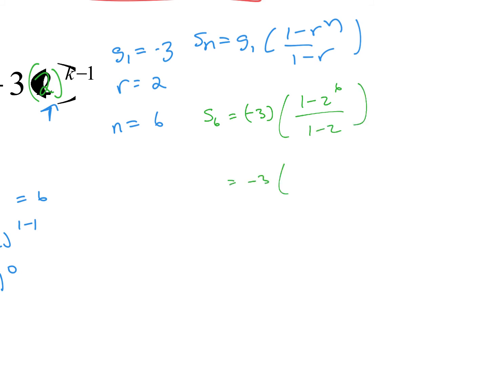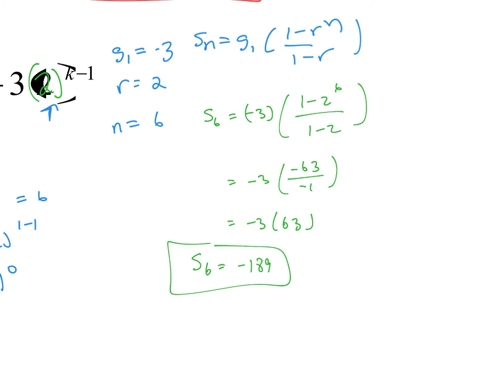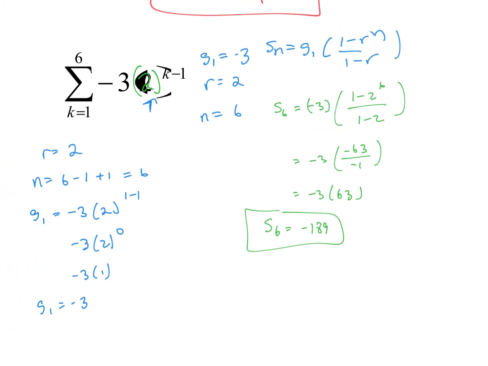1 minus 2 to the 6th power is negative 63. 1 minus 2 is negative 1. So I have negative 3 times 63 now. So my sum of my first 6 here is negative 189. And you're good to go. And you can keep plugging these in if you want to. You can do it the old-fashioned way. I can plug in 1, plug in 2, until you plug in 6 and get your answer. But that's how we can work through this.